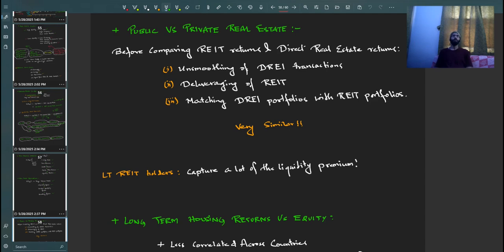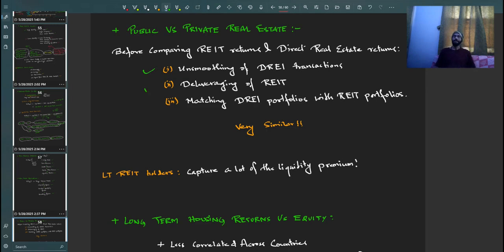First is you have to unsmooth the direct real estate investment transactions. So for example, you have tried to understand the direct real estate figures from an index of real estate. That data is very likely very much smoothed. So you have to unsmooth that by applying certain techniques. Then when you are comparing those returns with respect to the REIT, you have to deleverage the REIT. You have to deleverage the REIT.